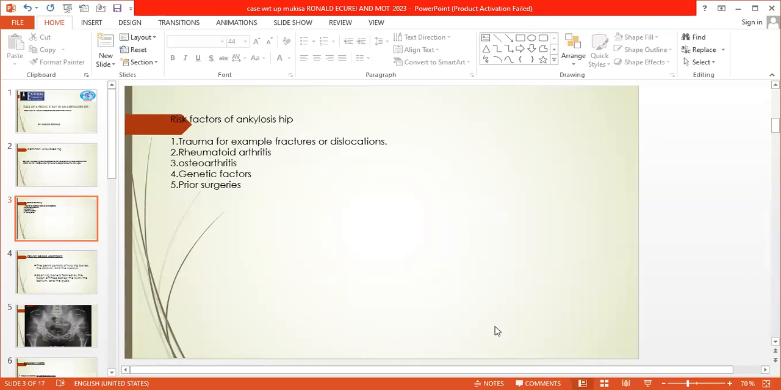genetic factors. For example, in some families, people with some genes in their family lineage might have a genetic predisposition to developing an ankylosed hip. Then prior surgeries involving the hip joint can also increase those risk factors, especially if complications or infections occur during and after the procedure. Okay.